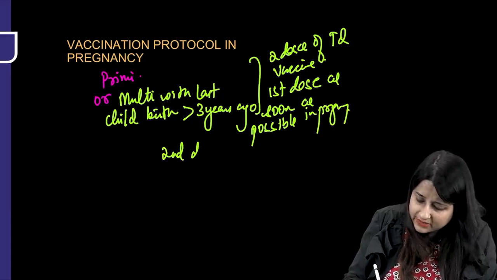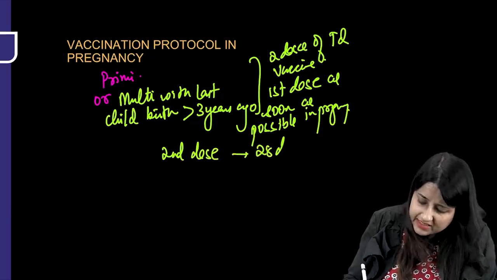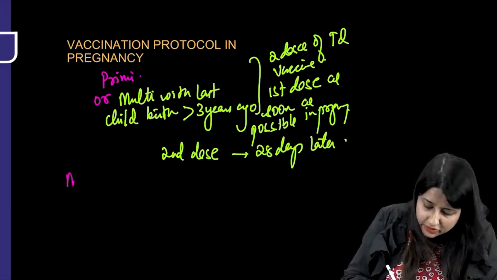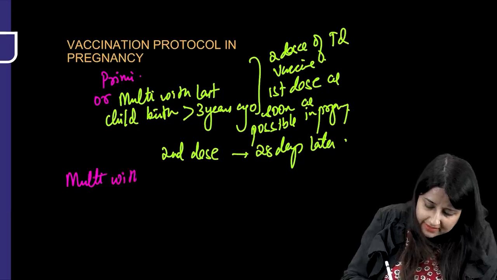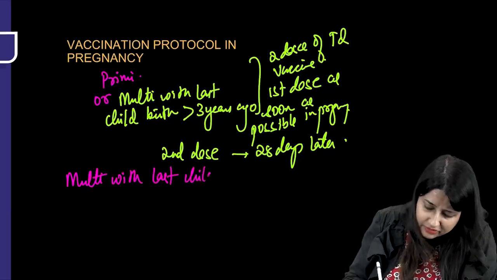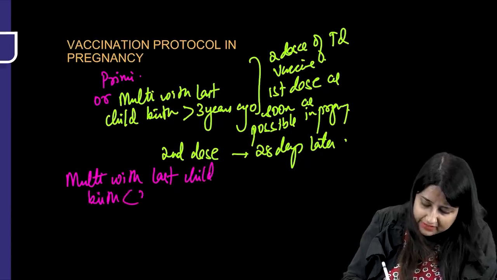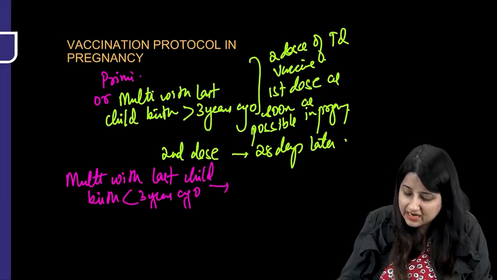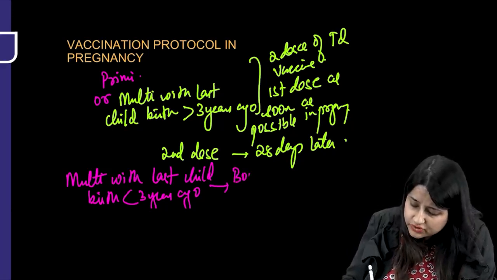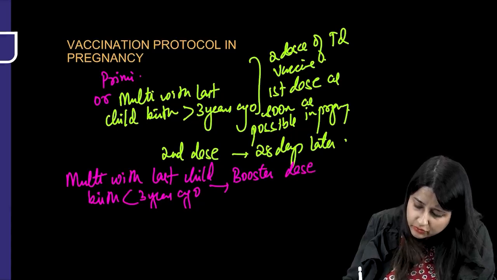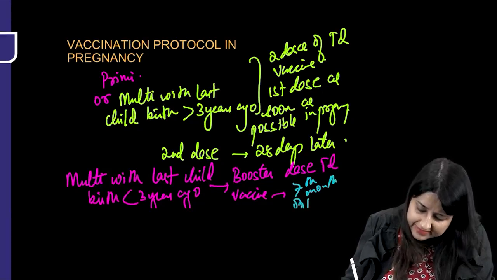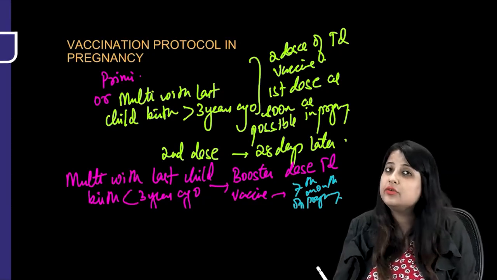And when do we give the second dose? The second dose is given 28 days later. But please remember, if she is a multi with last childbirth within 3 years or less than 3 years ago, that means the youngest child is 2.5 something, then only a booster dose of TD vaccine is required. And when do you give this booster dose? Around the 7th month of pregnancy. So this is the protocol which we need to remember.